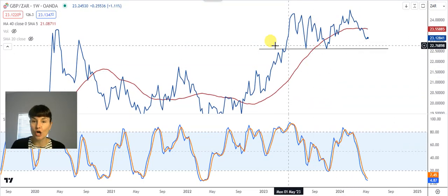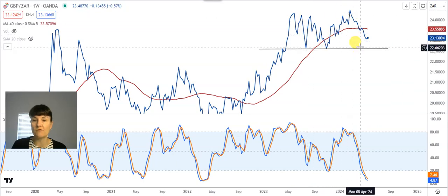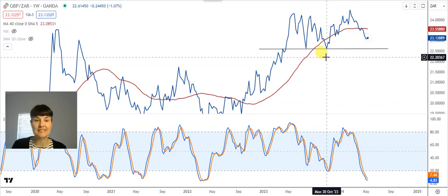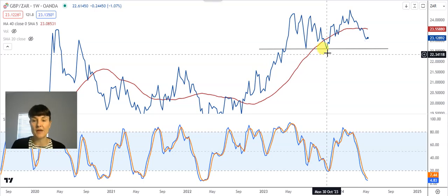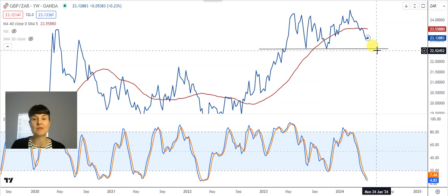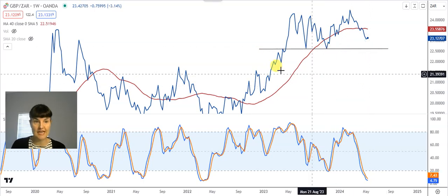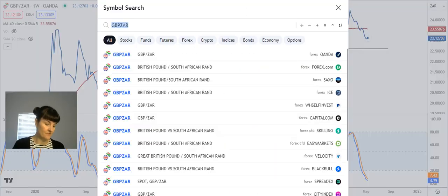But take note, ladies and gentlemen, of this triple top formation below that neckline, and where's that sitting? At 22 Rand 61. Below 22 Rand 61, this triple top formation will be confirmed, and then the expectation is a stronger Rand against the British pound going forward.